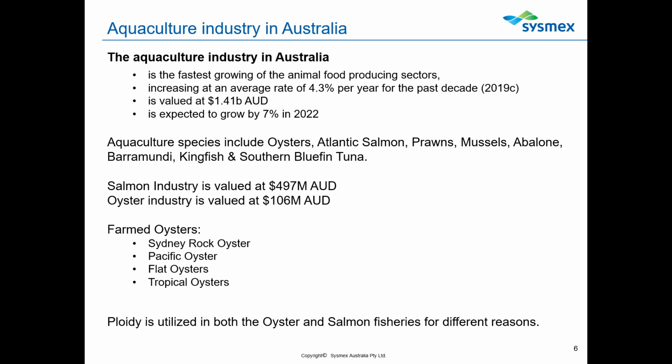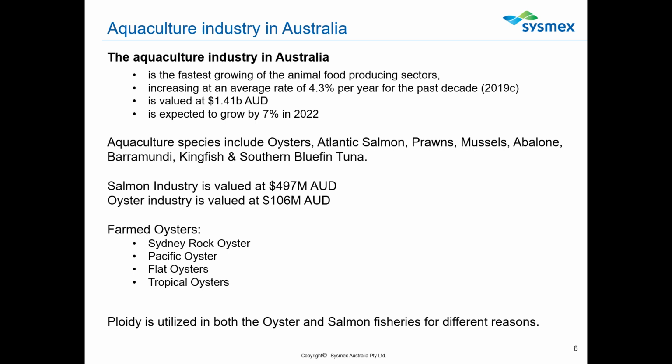We see similar figures around the Asia Pacific region, where fish farming and seafood farming is starting to take off. The common aquaculture species include oysters, Atlantic salmon, prawns, mussels, abalone, barramundi, yellow-tailed kingfish, and southern bluefin tuna. They're the main species that are farmed in Australia. In Australia, the salmon industry is valued at about 497 million Australian dollars, and the oyster industry from farming is valued at about 106 million Australian dollars.